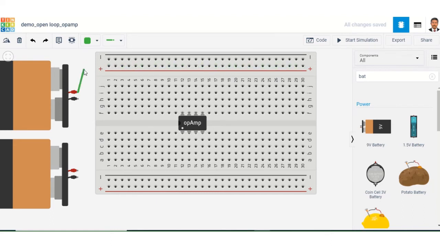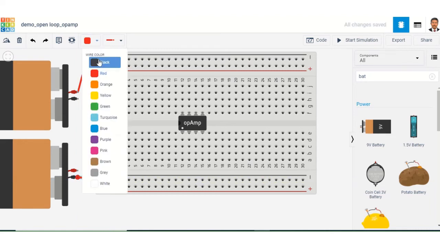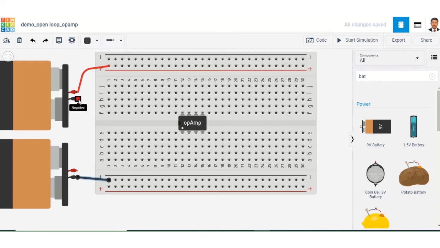So this is positive, this is negative, and we have to connect the common terminal. This one and this one are connected together to make the common terminal. So this is the common terminal, and these three pins are the common terminal available for the connections. This is the positive terminal, this is the negative terminal.